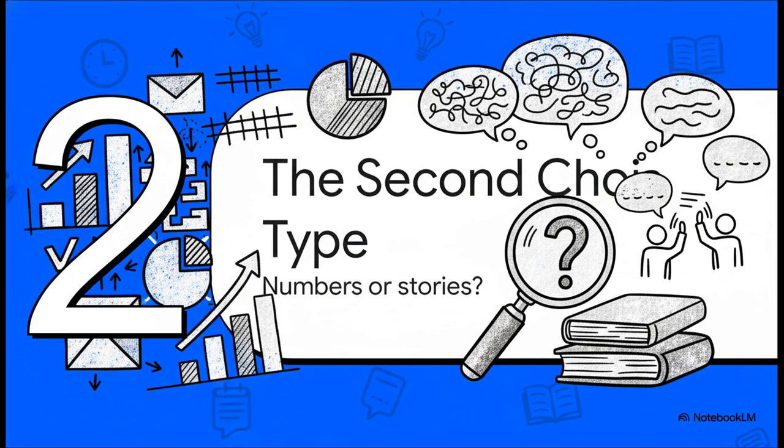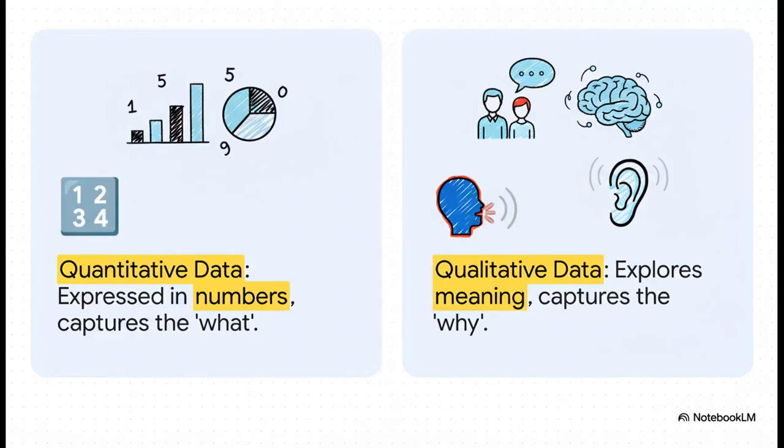That's tool number one. Now for the second choice, and this one is all about the form your evidence is going to take. And it really just comes down to this. Are you looking for numbers or are you looking for stories? So this choice splits our evidence into two main types. On one side, you've got quantitative data. This is all about the numbers. It answers the what. And on the other side, you have qualitative data, which is all about exploring the stories and the meaning behind the numbers. It gets you to the why.